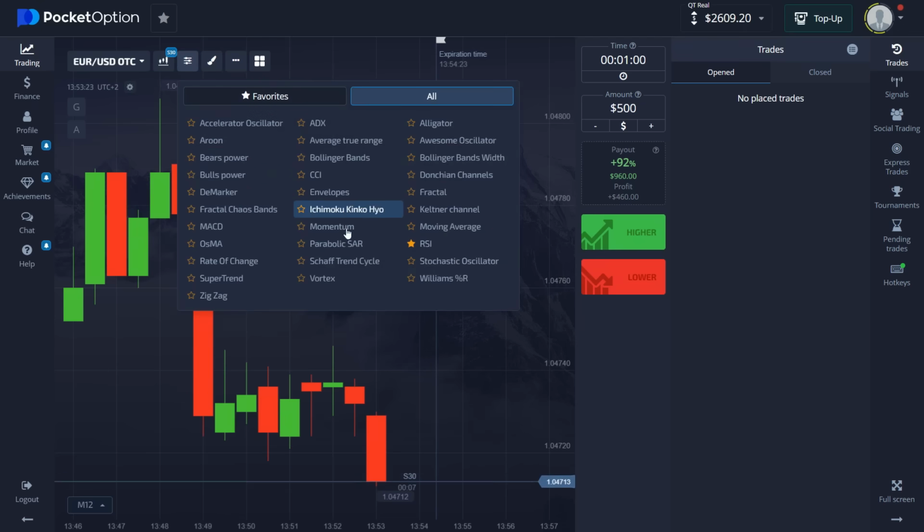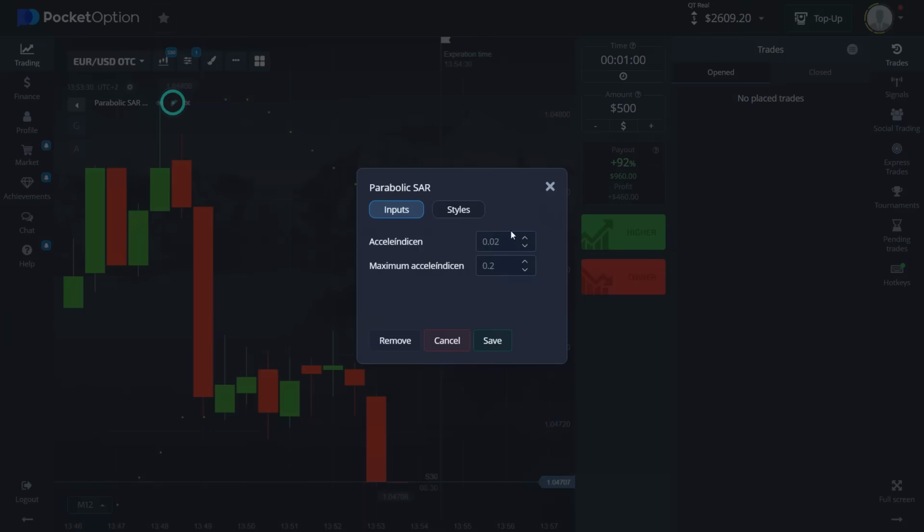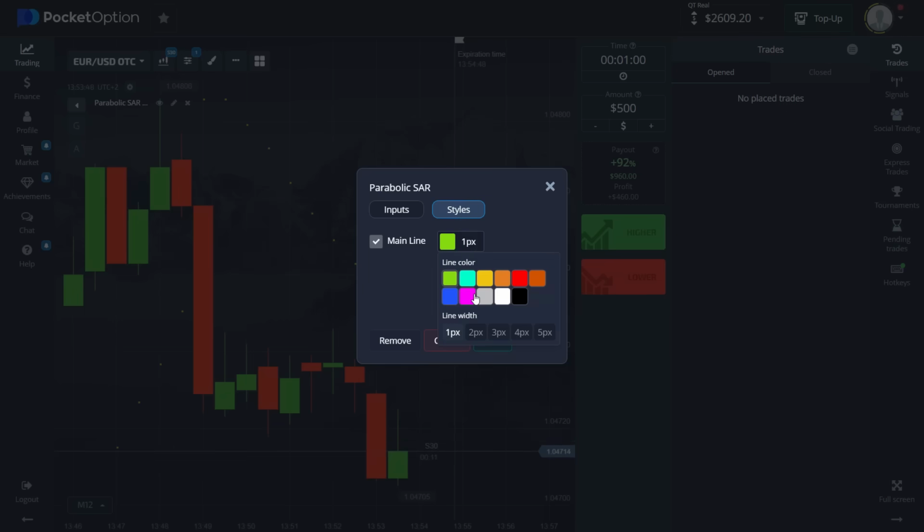For this strategy, we're going to need three indicators. Parabolic SAR is going to be the first one. Go here and change the period to 0.04. Keep maximum acceleration as it is, 0.2. Under styles, you can increase the thickness and change the color to whatever you like so you can pay attention easily.